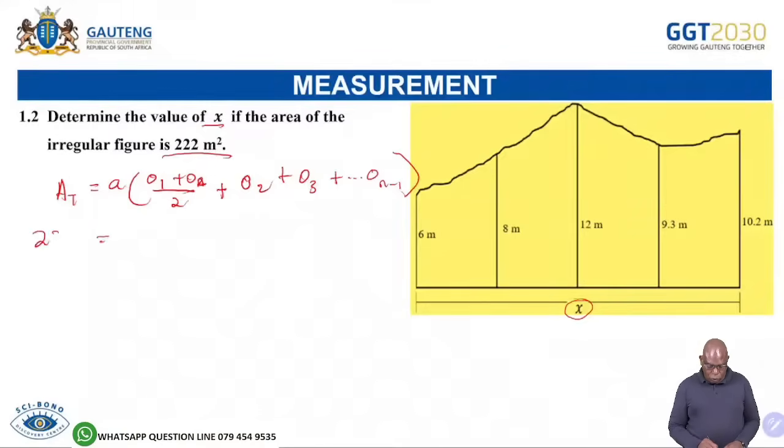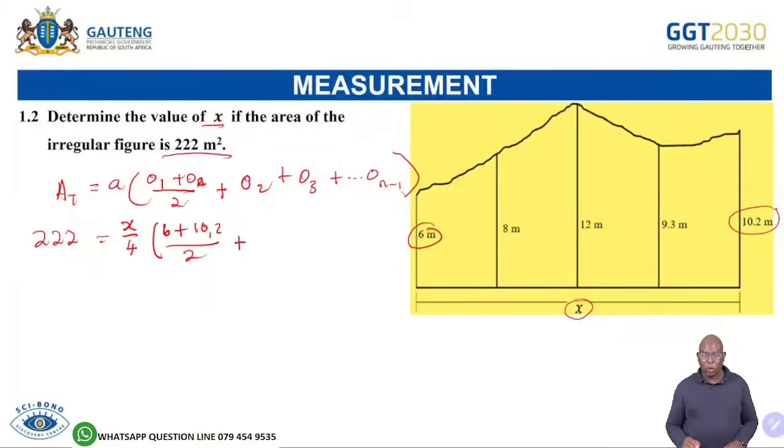So that's the area. The A is not given. Remember, the A that we're having is the equal part, so it's x over 4. Then we're going to have 6 plus 10, remember you add the first one and the last one. So it's 10 plus that divided by 2, plus O2. What is O2? It's going to be 8.7. O3, it's going to be 12. And the other one will be the last one, which is 9.3.